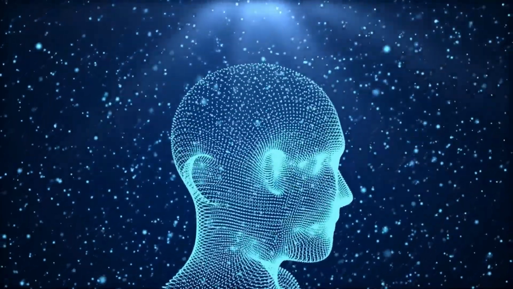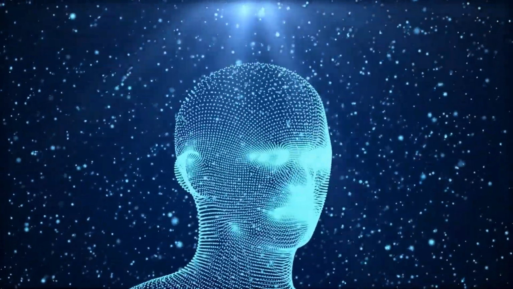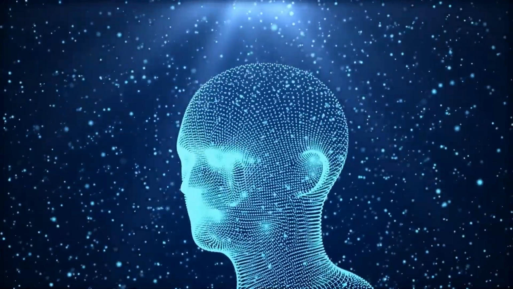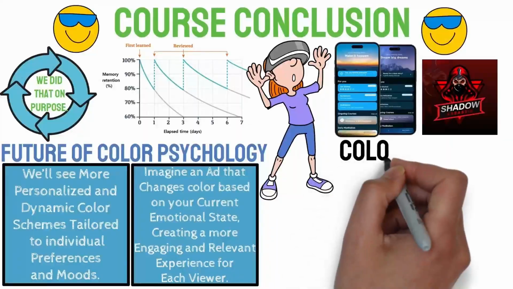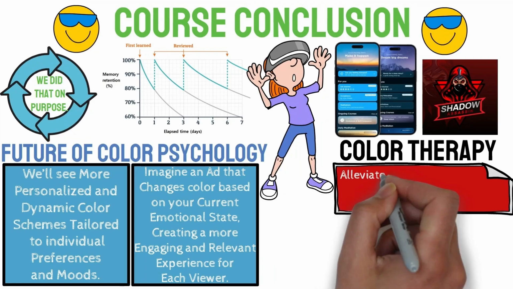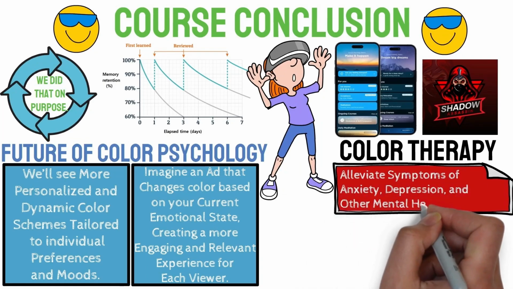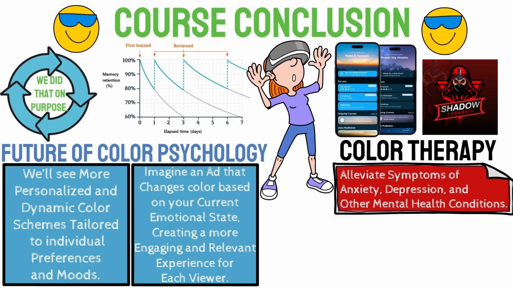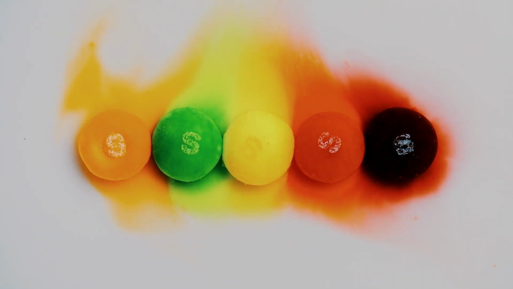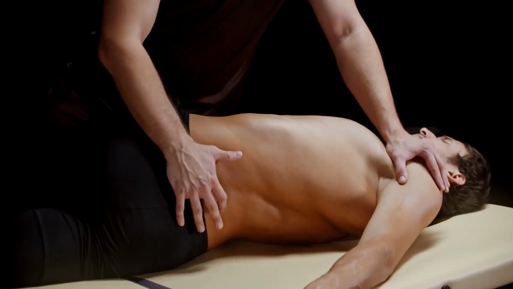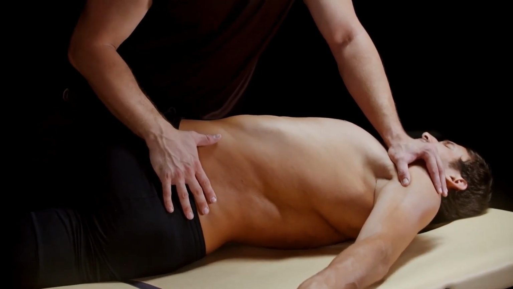The future of color psychology also holds promise for improving mental health and well-being. Researchers are exploring how color therapy can be used to alleviate symptoms of anxiety, depression, and other mental health conditions. By understanding the psychological impact of colors, we can develop more effective therapeutic environments and interventions.